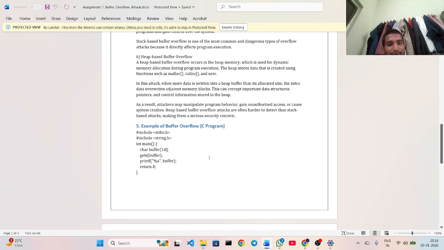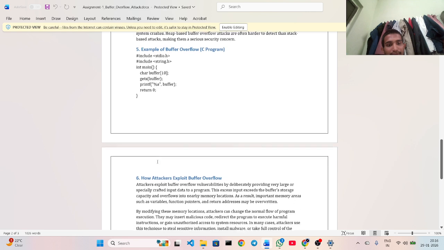Here is an example of a buffer overflow attack. We use a character buffer of 10 and we get the buffer, print the buffer, and return 0.